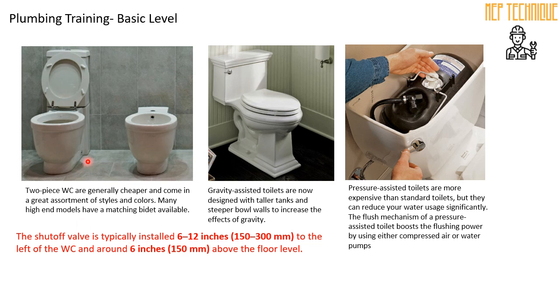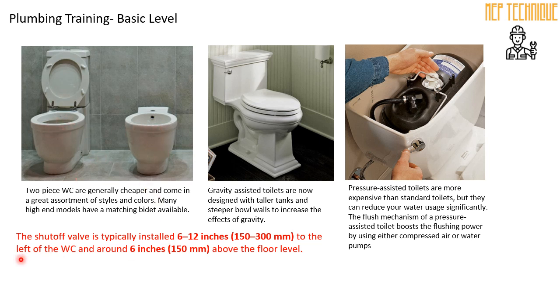Different kinds of WC. So this is the two-piece WC, like one is bidet, another one is called water closet WC. This is gravity assisted, and this is pressure assisted toilet, which is more expensive. This is the more expensive toilet you will find, because this is a pressure assisted toilet. That is the gravity assisted. This is the normal one, two piece, such as one is bidet, another one WC.